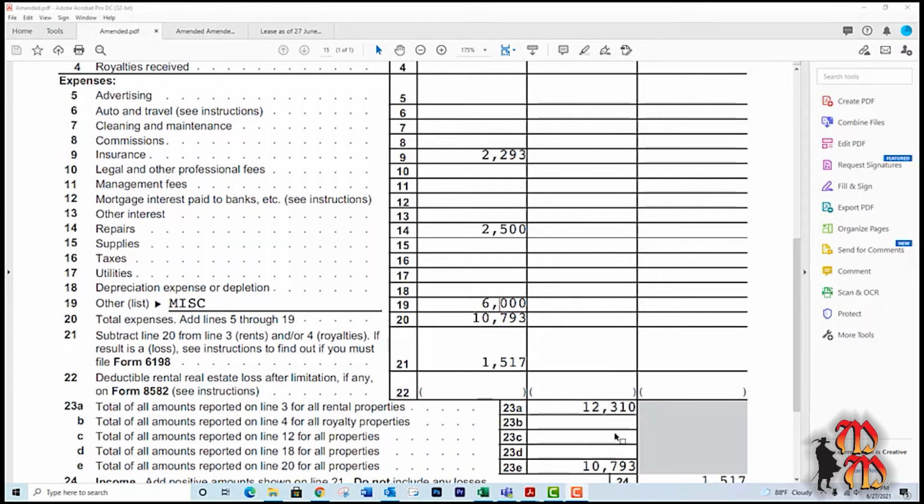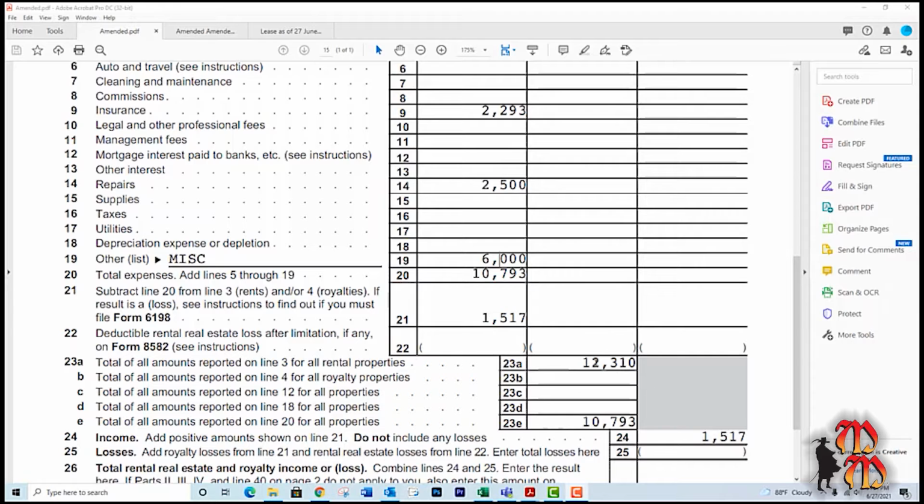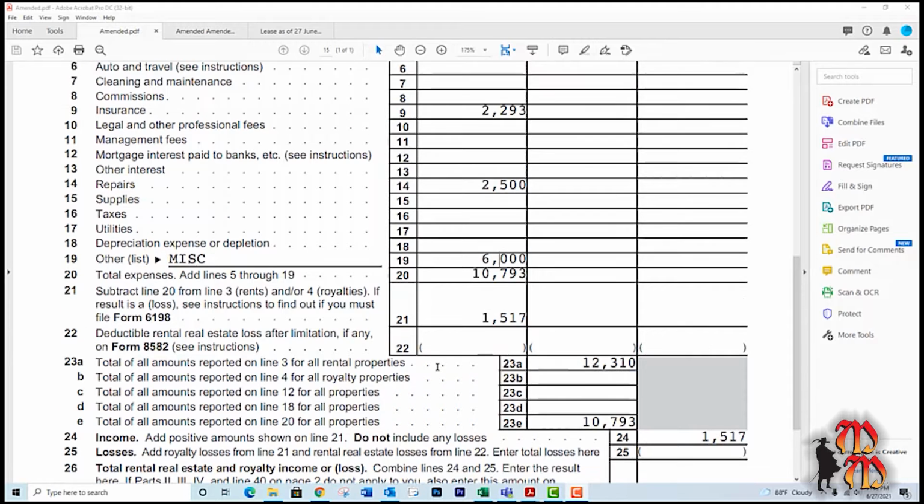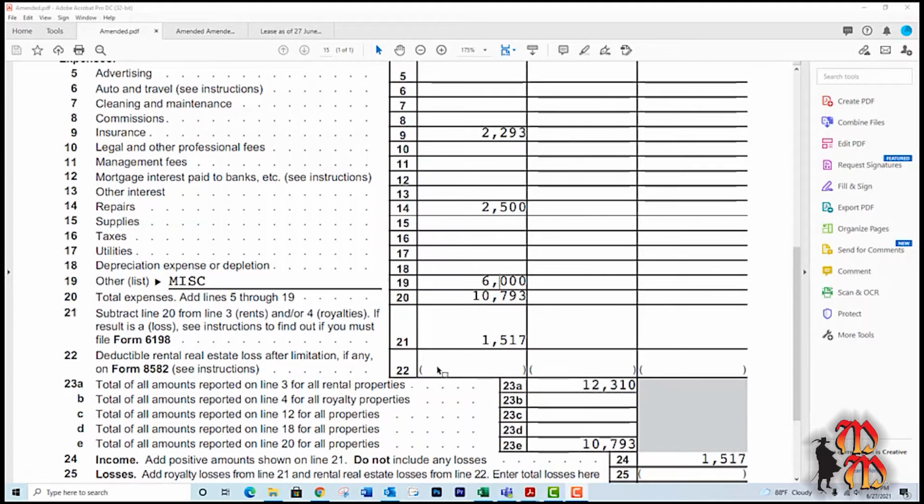But here's the deal. In order for us to be able to use the income, what ended up happening is this is like $1,517 worth of income. That's it. That's all you get. So it doesn't even offset the mortgage, right? Because of what the CPA did.